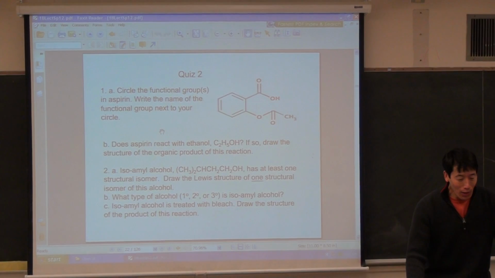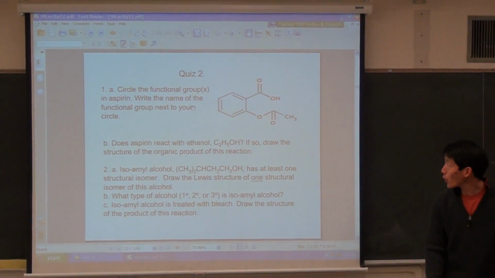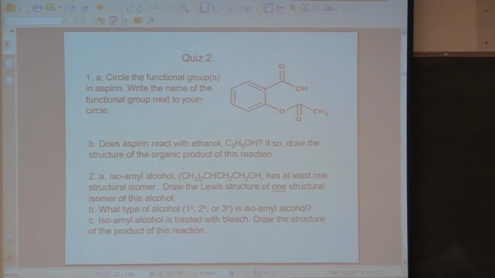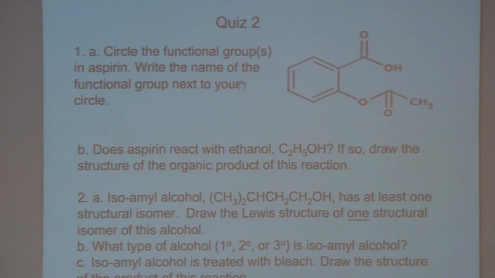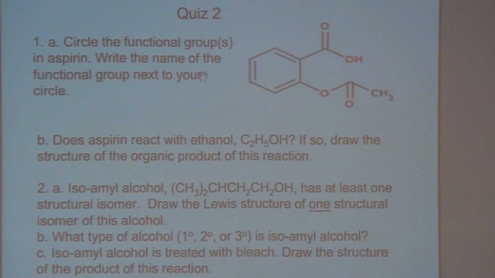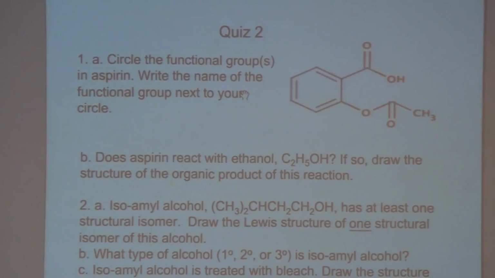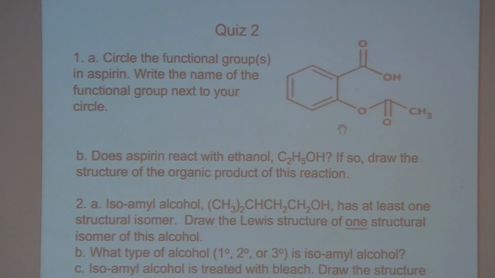Okay, part 1. Circle the functional groups in aspirin. So let's see, how many functional groups are in aspirin? 5. There's 5 functional groups. 4. Yeah, so what's this one here? Okay, the acid. And how many functional groups are right here? 1. Yeah, so this is the ester functional group. So there's 3 functional groups.